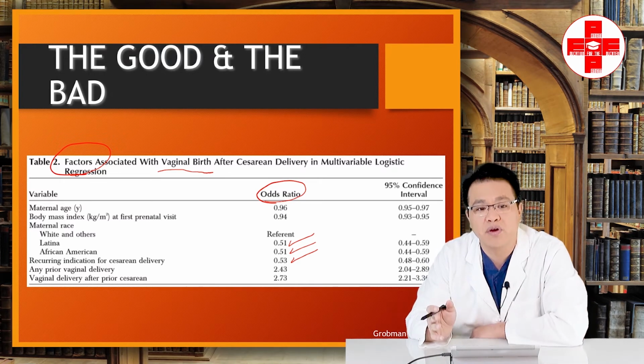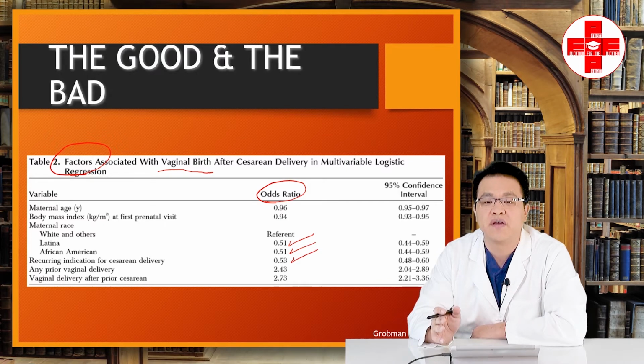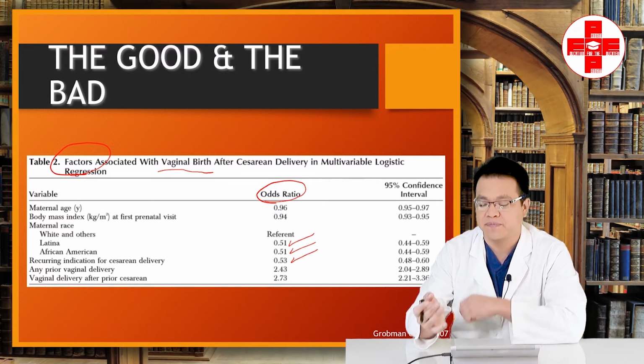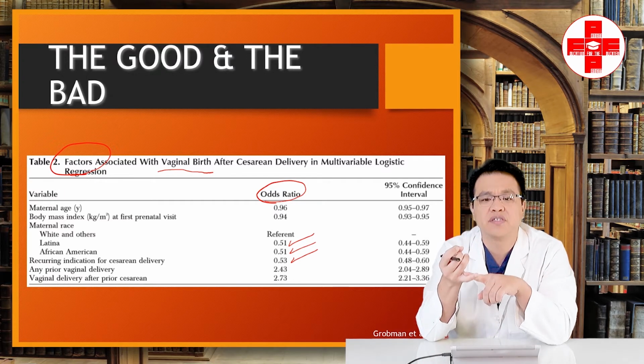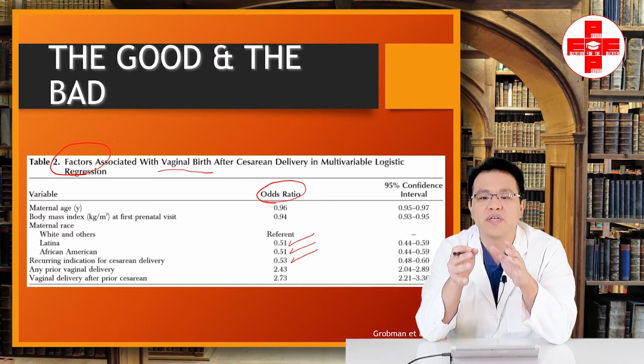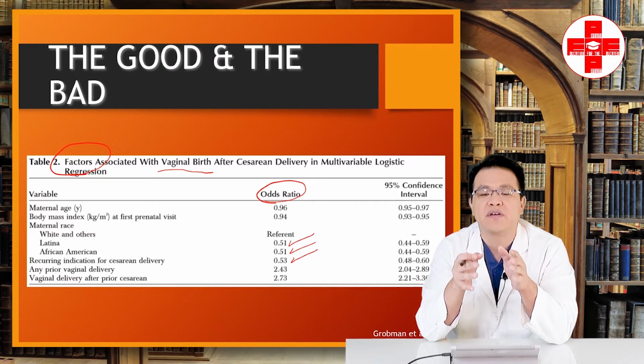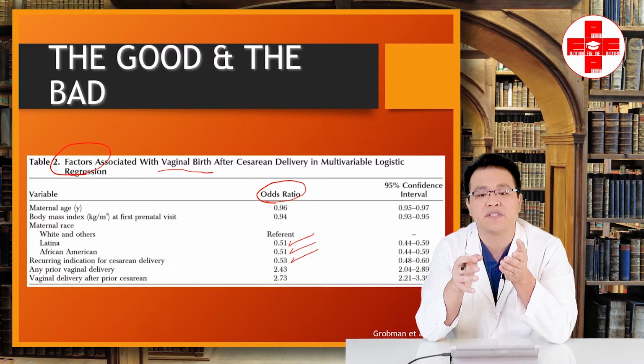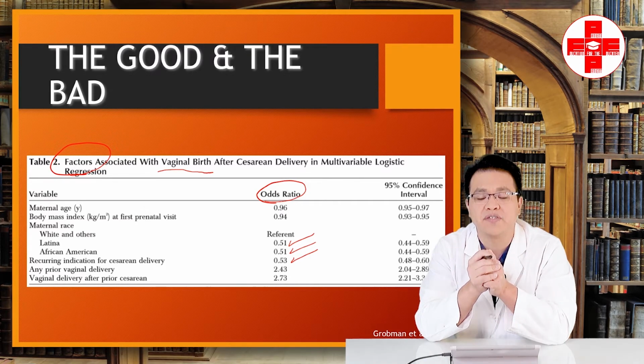Now, non-recurring indications for cesarean actually have better chances of delivering vaginally. This would include reasons like a C-section for twins, a C-section for breech delivery, a C-section for non-reassuring fetal heart tones. These are reasons for a C-section that would have a higher chance of success with your next pregnancy when you're attempting to deliver vaginally.